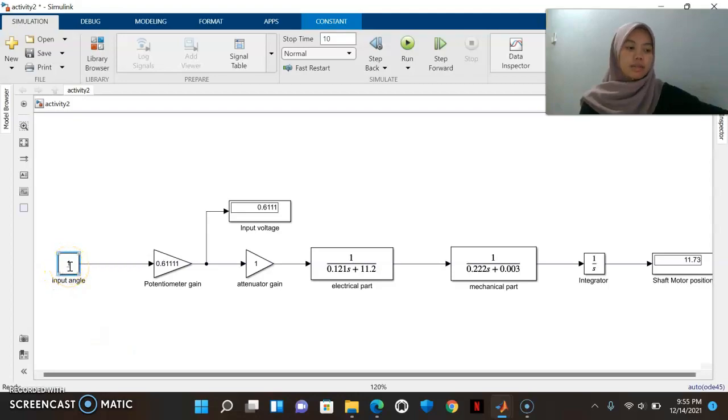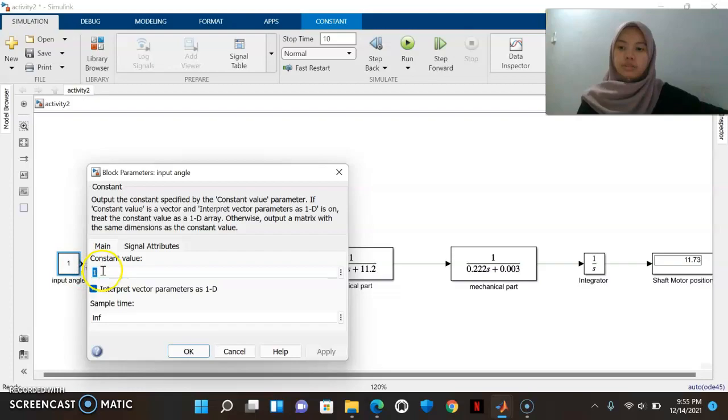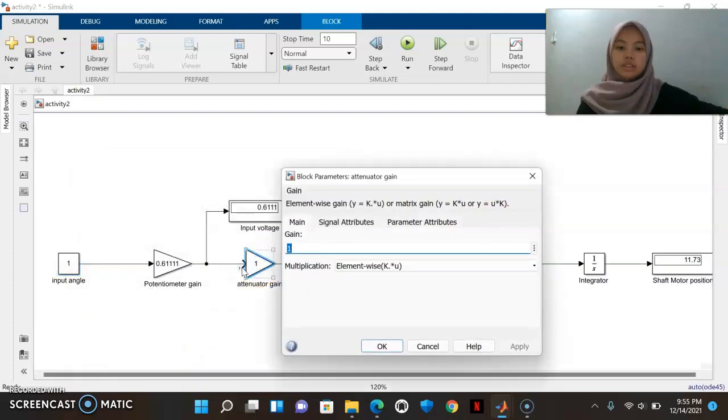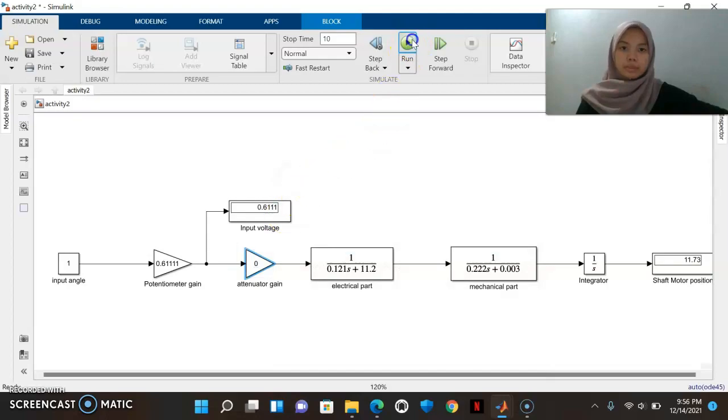The second step is we need to increase step by step the value of input angle from 0 to 10 and set alternator gain 0. For this example, I will just show input angle 1 and input angle 2. So this is 1, alternator 0. As we can see here, the input voltage is 0.6111 and the shaft motor position is 0 because the alternator gain is 0.